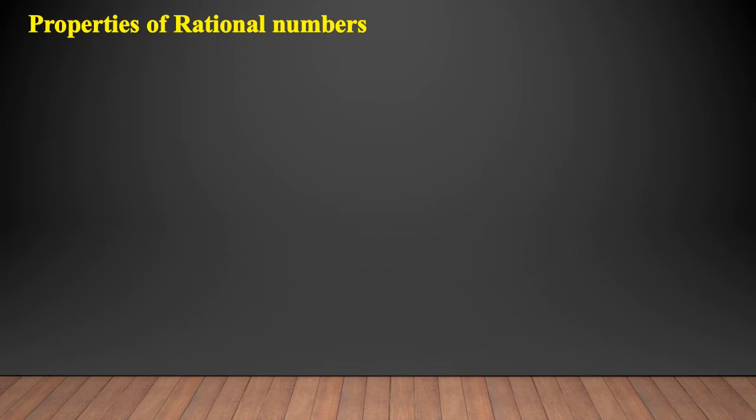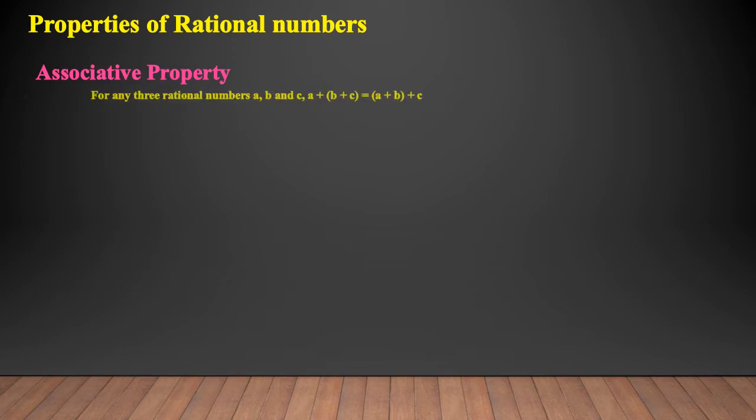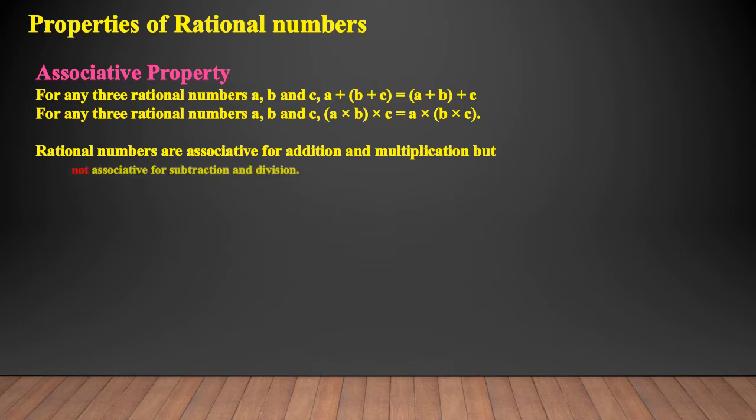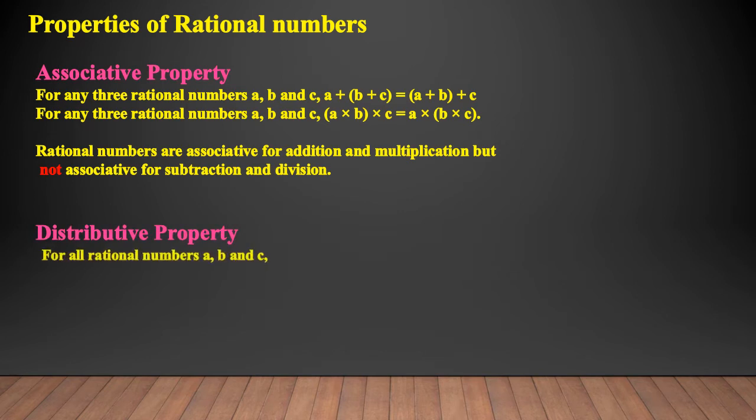Next property is the associative property. It's similar to the commutative property. For any three rational numbers a, b, c, we can add in any order: a plus b plus c equals a plus b plus c grouped in any way. Similarly, multiplication also can be done in any order. But subtraction and division are not associative.